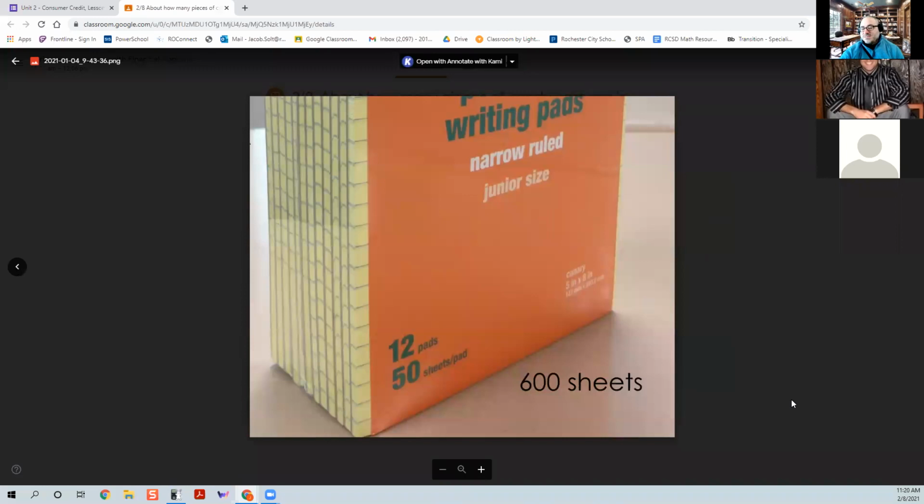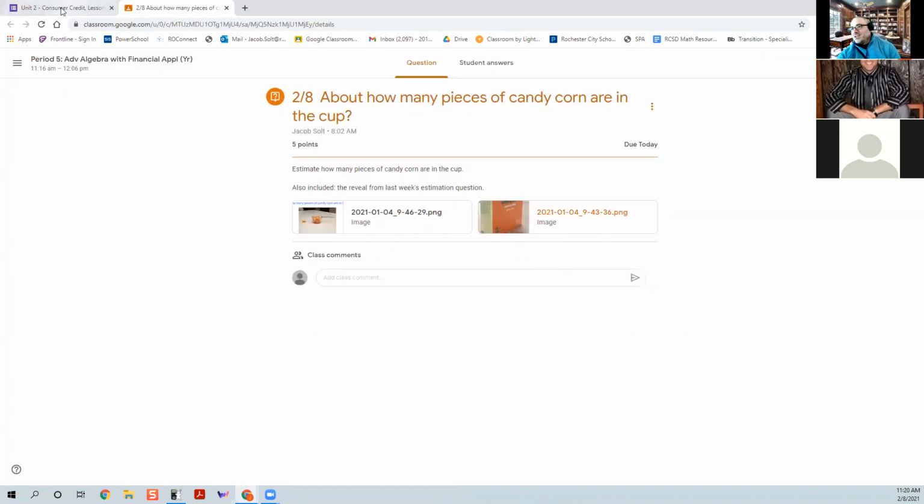The reveal for the estimation question from last week was 600 sheets. There were 12 pads in this whole package of writing pads, and each pad has 50 sheets. Therefore, 12 times 50, 600. All right, that's our estimation question for the day.